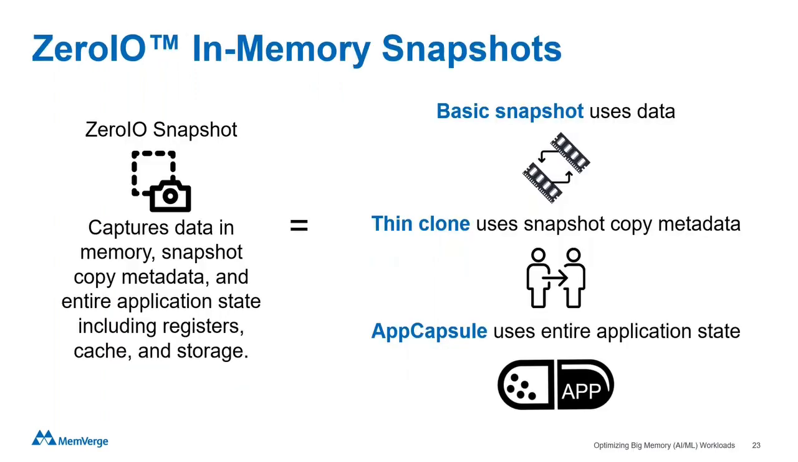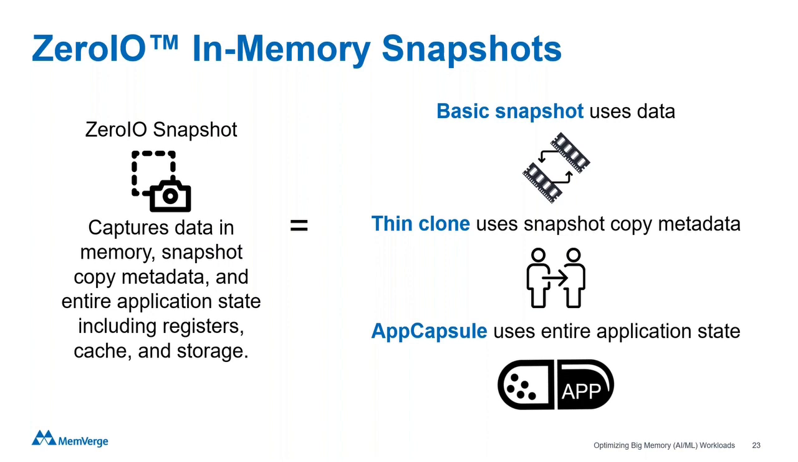Okay, so the name, we call it zero IO in-memory snapshot. Zero IO means there is no IO created when you snapshot something, right? All happens in the memory tier without introducing any serialization, deserialization. It all happens in the memory tier.